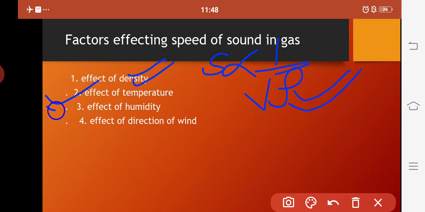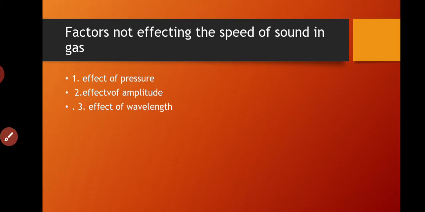The second is the effect of temperature. Here again, the speed of sound in gas increases with the increase in temperature of the gas. Then the effect of humidity: the speed of sound increases with increasing humidity. Then the effect of direction. We already know that in whichever direction the wind flows, you will hear the sound in that direction. So these are the factors on which the speed of sound in gas depends.